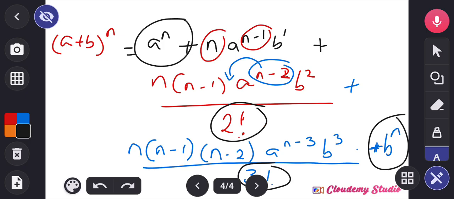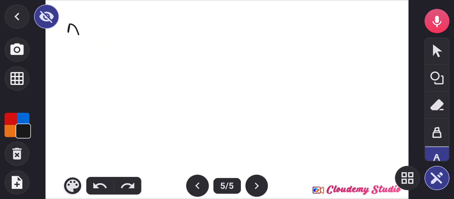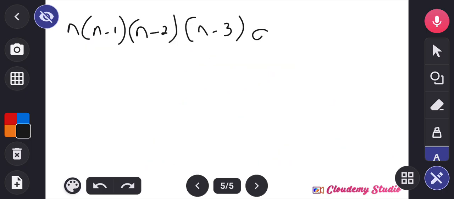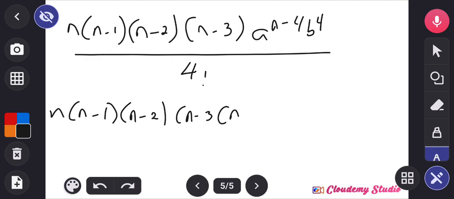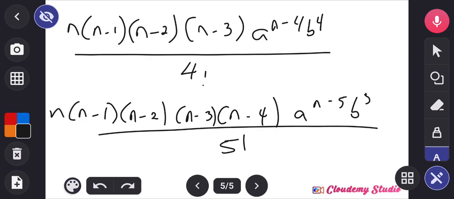Now, which means if you want to do the next one now, it will not be what? It will be n into bracket n minus 1, n minus 2, then into bracket n minus 3. Therefore, we're going to be having a n minus 4, b raised power of 4, everything divided by 4 factorial. The next one will be n, n minus 1, n minus 2, n minus 3, n minus 4, a n minus 5, b raised power of 5 divided by 5 factorial. You understand? So this is what we have. This is the binomial theorem itself.